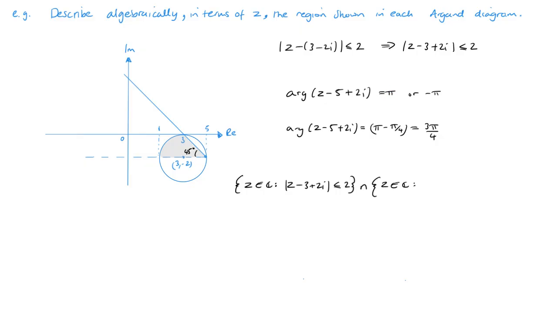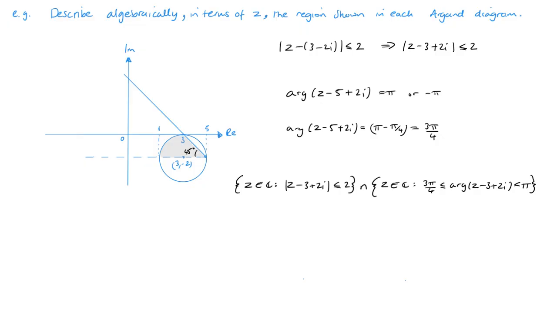Okay, so this is the one we want. So we want 3/4 π, and arg z is greater than that, so arg(z + 5 − 2i) and less than or equal to π. Oh, sorry, it's just less than π because it's a dashed line. And that is the answer. So that's describing terms algebraically.